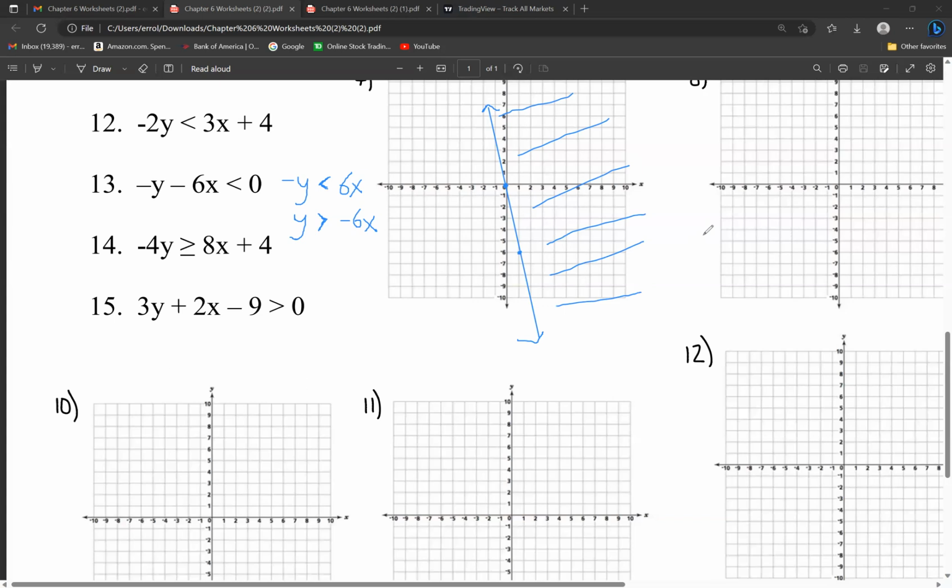Okay. Got it. All right, a couple more, 14 and 15. All right, so how are we going to solve 14? Divide everything by -4. Okay, divide by -4, divide by -4, divide by -4. Okay, so y is what?